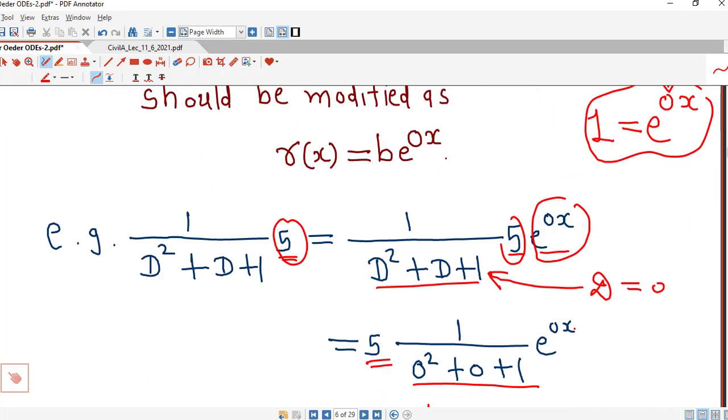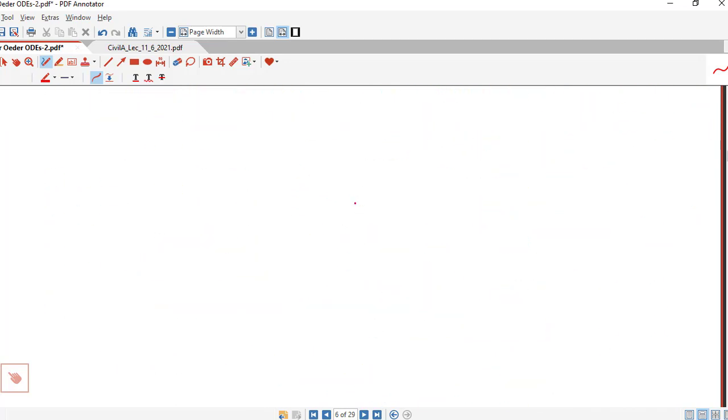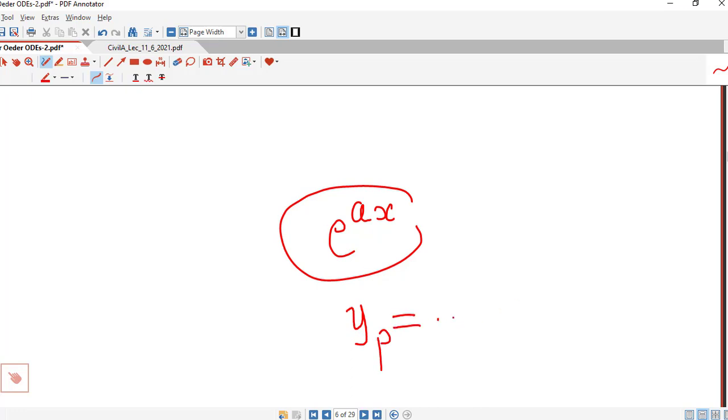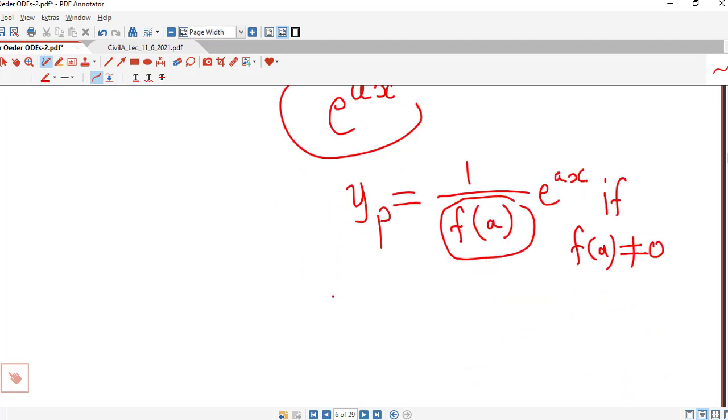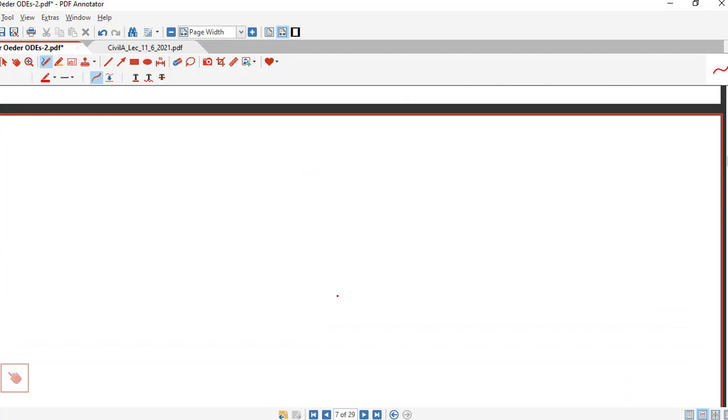So in this way, if the right hand side function is the exponential function e raised to ax, then we can easily find the particular integral simply by putting D equal to a in f of D, and we will take care that the denominator remains non-zero. If the denominator becomes 0 after putting D equal to a, then we differentiate with respect to D and multiply by a power of x. So this is about the first case for the shortcut method.